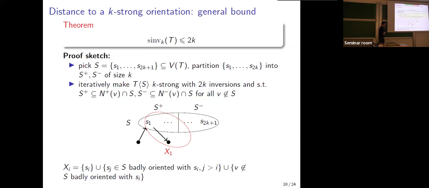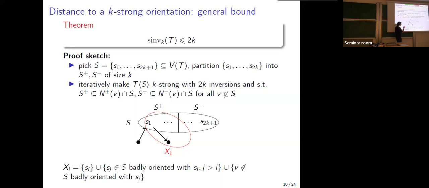So using this, we can show that if T is a tournament on at least 2k plus 1 vertices, then you can make it k-strong using at most 2k inversions. Here I will just sketch the proof. You select a set of 2k plus 1 vertices arbitrarily. This will be a core in your tournament, and you will make it k-strong using 2k inversions, just by doing what we were doing at the beginning. You can reach any orientation of an n-vertex graph using n minus 1 inversions. So here you can make this sub-tournament k-strong using 2k inversions.